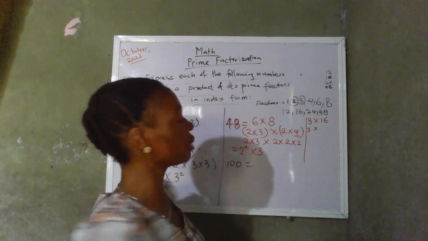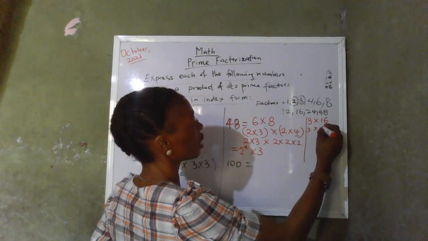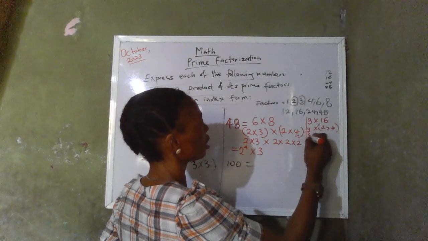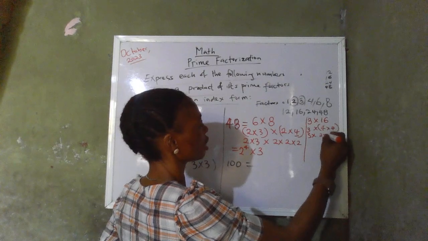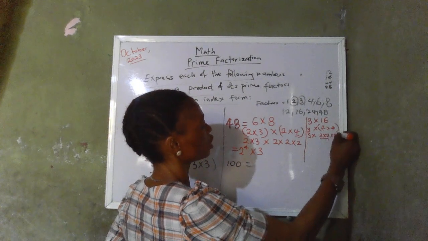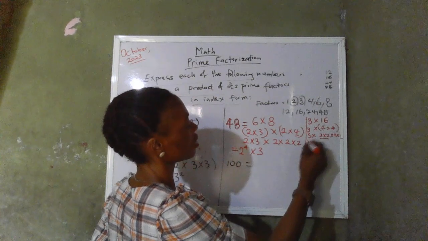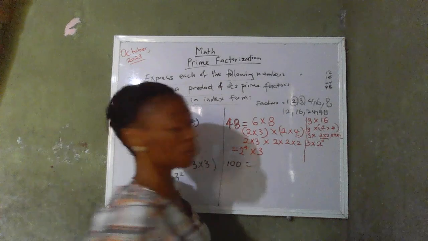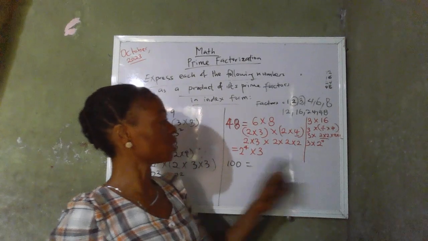So 3 multiplied by 16. Breaking 16 down, let's say 4 times 4. Break it down further: 2 multiplied by 2 for one of the 4s, then another 2 multiplied by 2. We still arrive at 3 multiplied by 2 raised to the power of 4. We still arrive at the same answer.